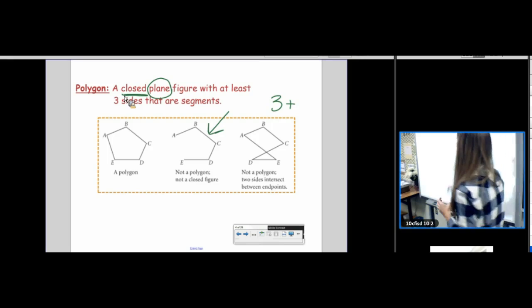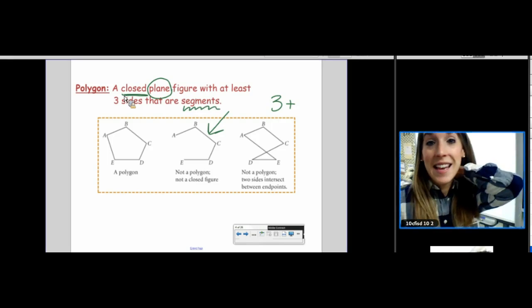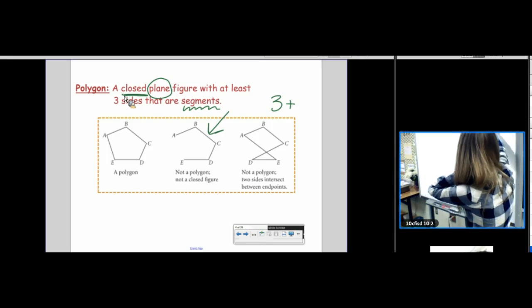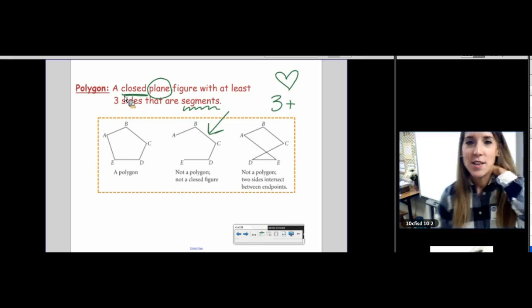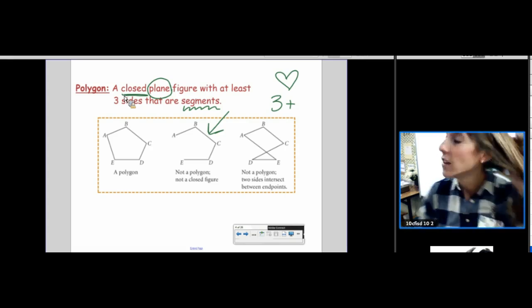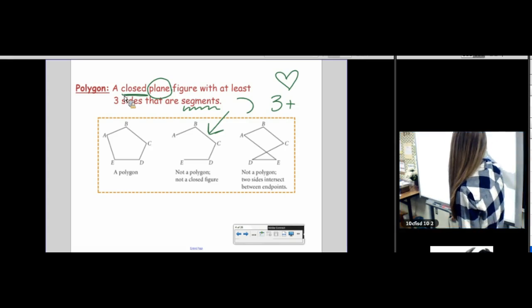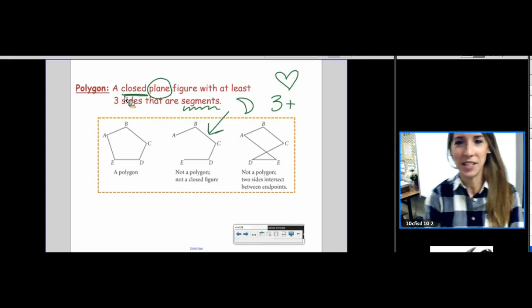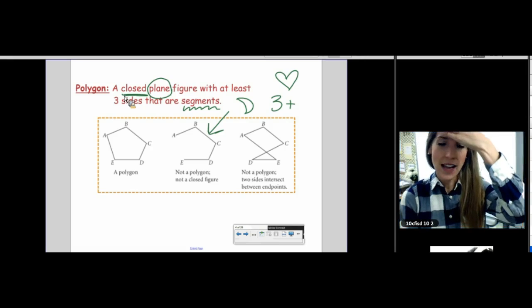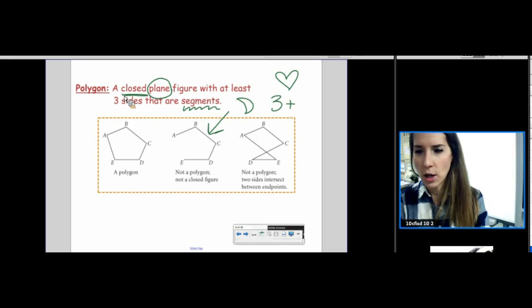And the sides need to be segments. That means a circle is not a polygon. That means a part is not a polygon. So the sides cannot be curved. That means a half moon is not a polygon. It's a shape, it's just not a polygon. It's a closed plane figure, but the sides are not segments. So the sides can't be curved.